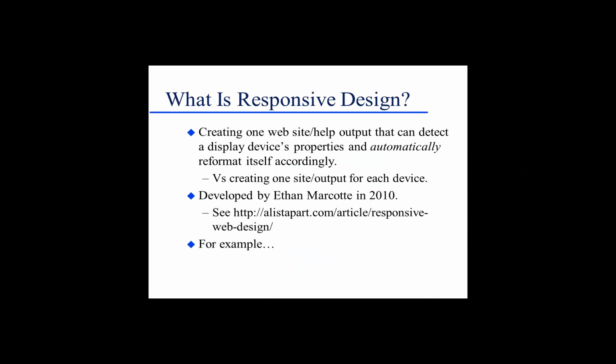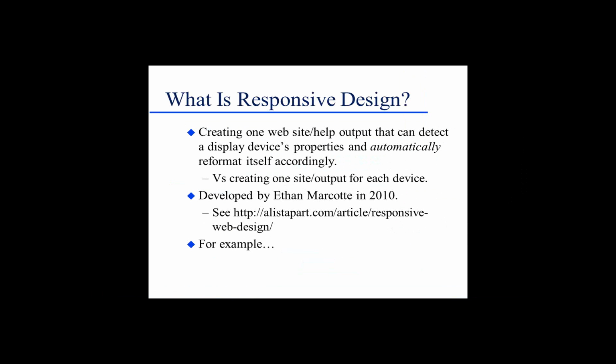It's pretty simple. You're creating one website or help output that can detect the display device's properties and automatically reformat itself. So you guys can read as well as I can. So what it really means is this. Let's say that you're using Flare, RoboHelp, some tool, and you're generating the usual web help output or some sort of online output.